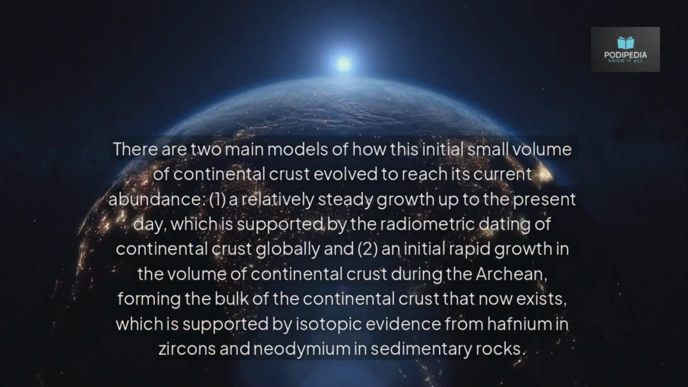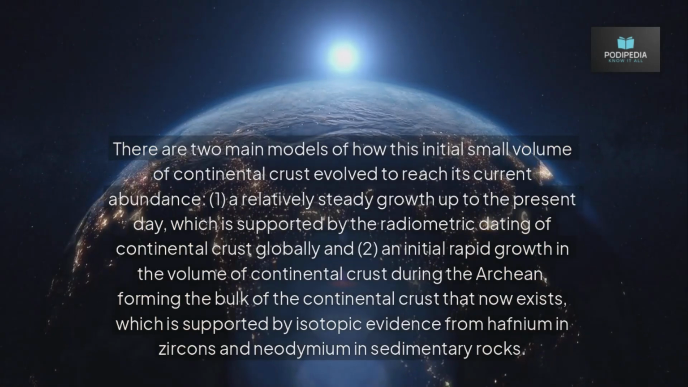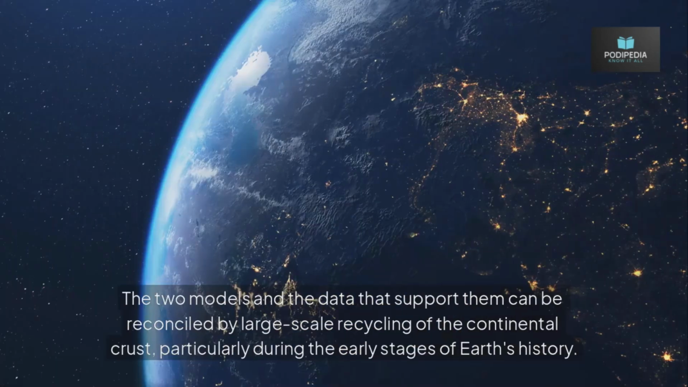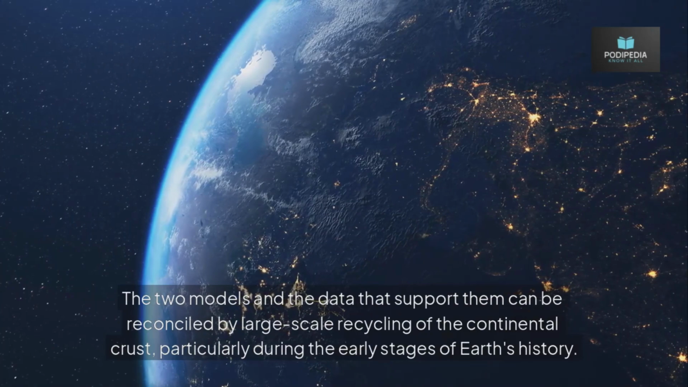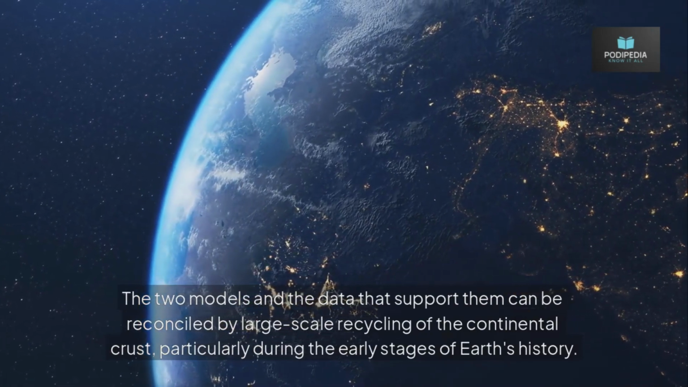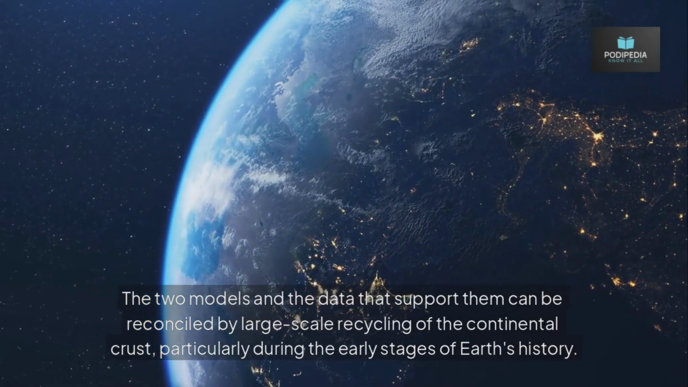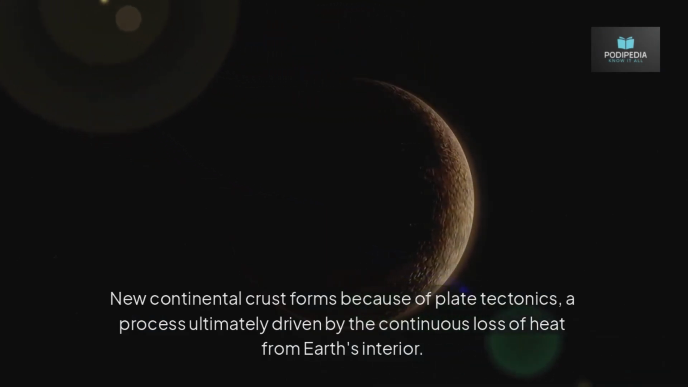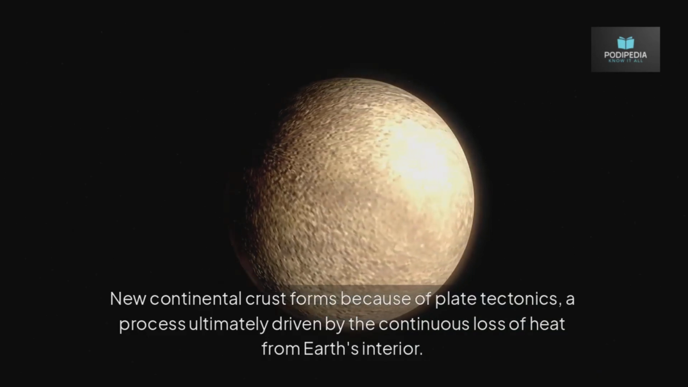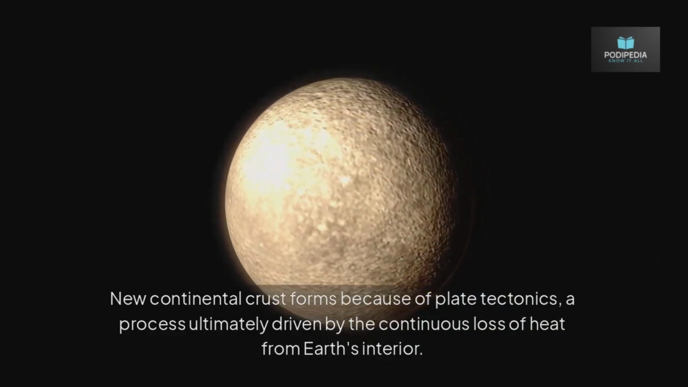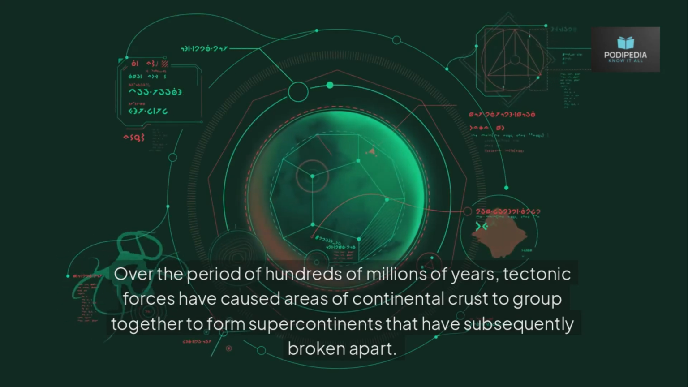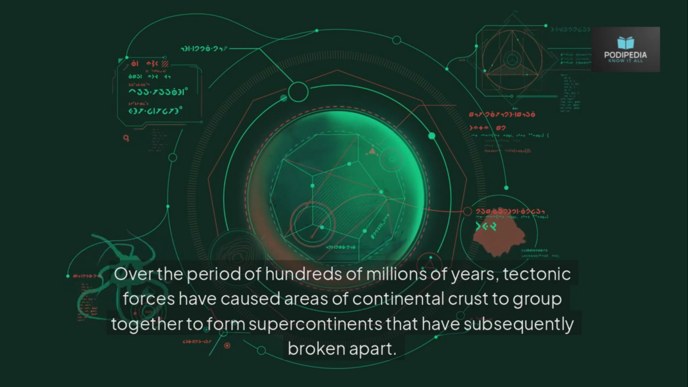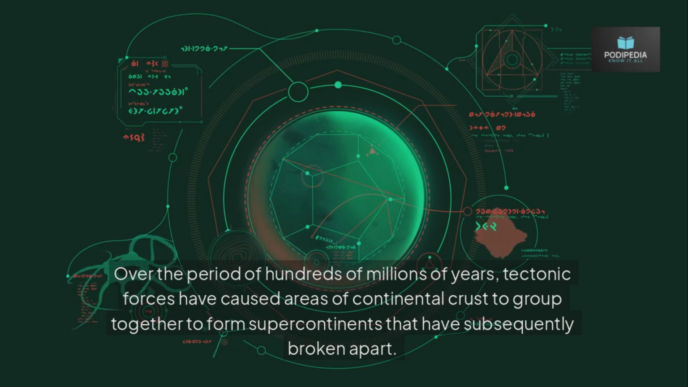the continental crust that now exists, which is supported by isotopic evidence from hafnium in zircons and neodymium in sedimentary rocks. The two models and the data that support them can be reconciled by large-scale recycling of the continental crust, particularly during the early stages of Earth's history. New continental crust forms because of plate tectonics, a process ultimately driven by the continuous loss of heat from Earth's interior. Over the period of hundreds of millions of years, tectonic forces have caused areas of continental crust to group together to form supercontinents that have subsequently broken apart.